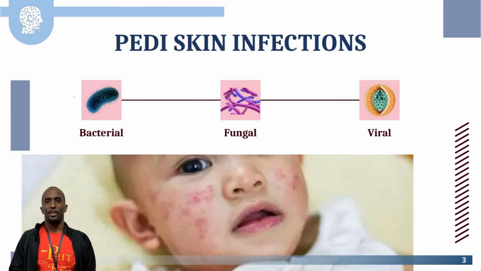Pediatric skin infections can be categorized into bacterial, fungal, and viral types. Bacterial infections, such as impetigo, are common and often caused by Staphylococcus or Streptococcus bacteria. Fungal infections like ringworm result from dermatophytes. Viral infections, including Molluscum contagiosum, are caused by viruses like pox virus. Each type requires specific diagnosis and treatment.